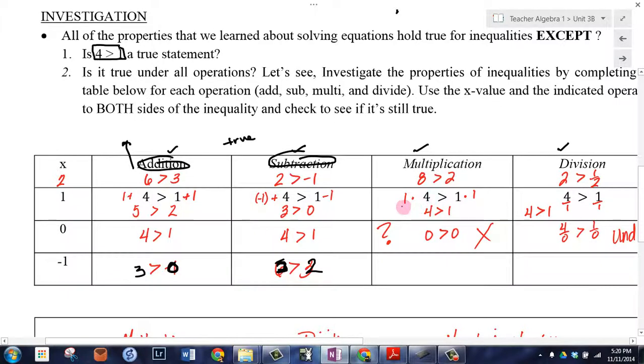So let's check multiplication. Let's hope I got my rows right this time. So going back here, 4 is greater than 1. There's our true statement. I'm going to start by multiplying by 1. 1 times 4 is 4.